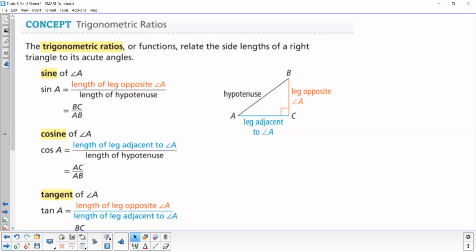So, theta, we're cool with it. It just means an angle in a right triangle, all right? So here's the thing. If you're hanging out at theta, there's a specific name we're going to give each side based on the location of theta, right? If this is theta, this is the side across from it. So I'm going to call it the opposite side.